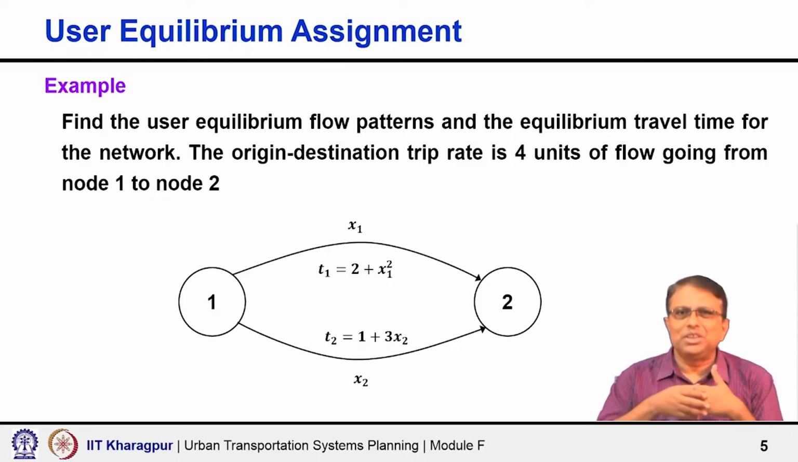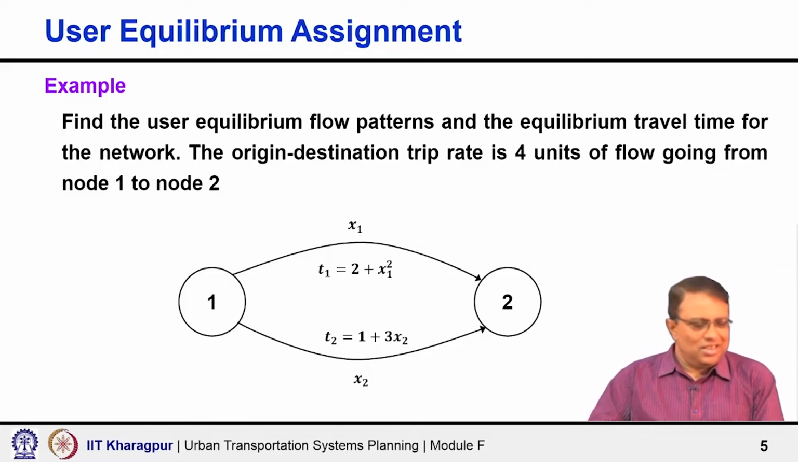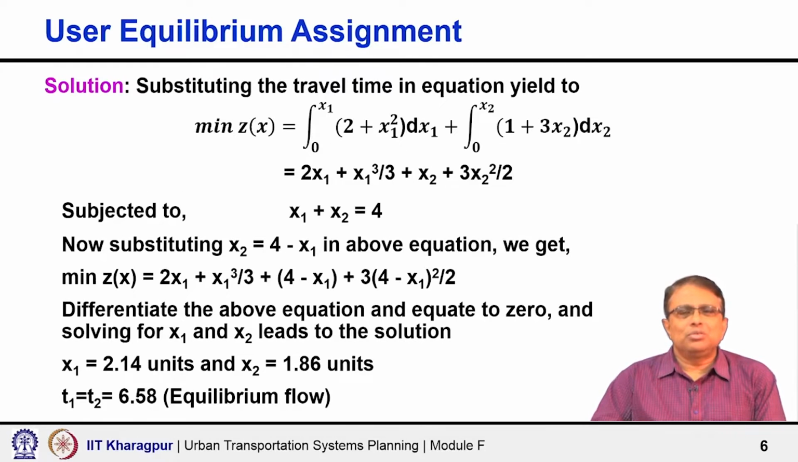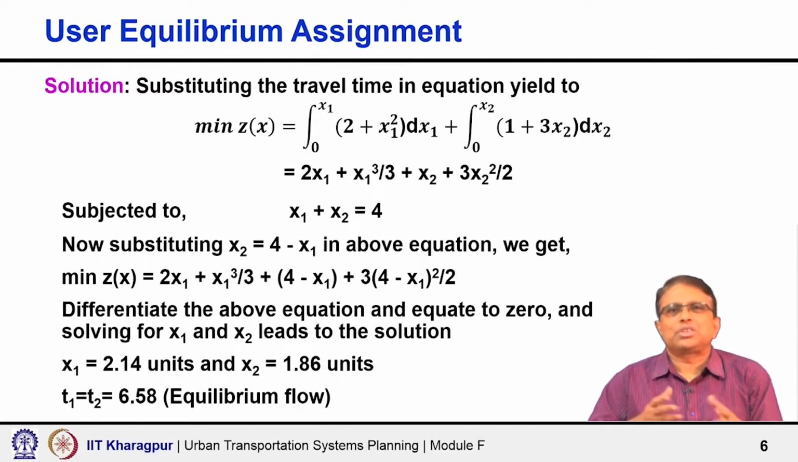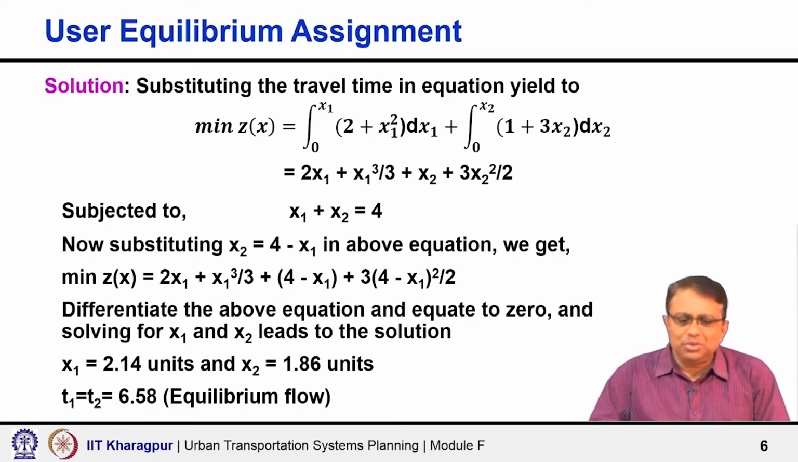So, the sensitivity as the volume increases, the increase in travel time is also not the same. Okay. It could have been any example, but I have taken these 2 travel time functions. Now, 4 units of flow we want to distribute. So, what would I do?